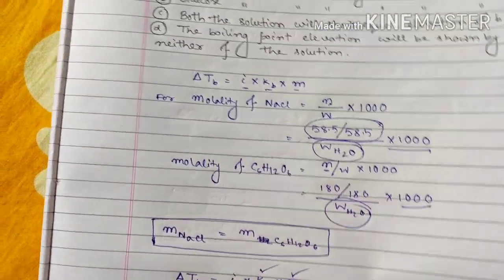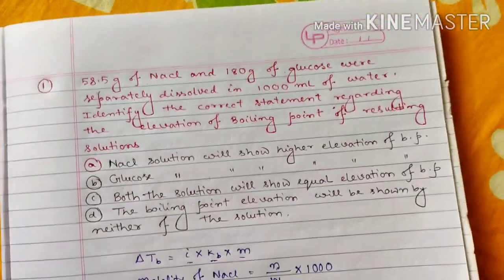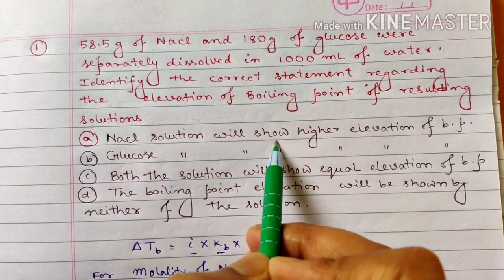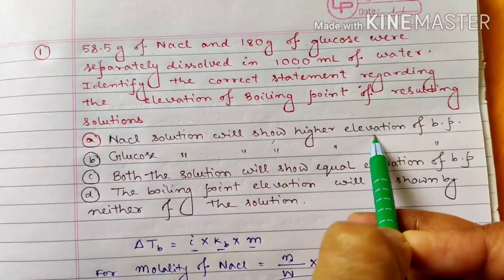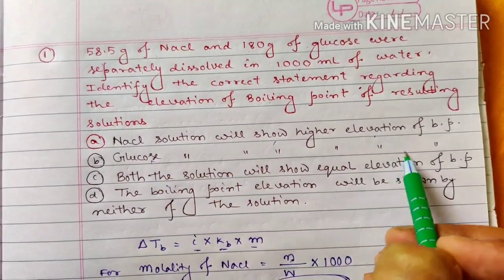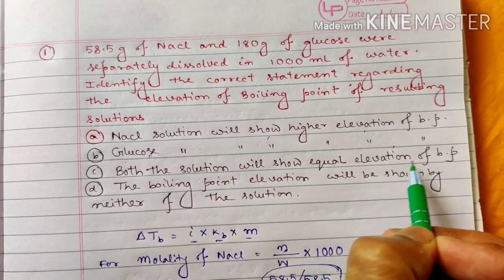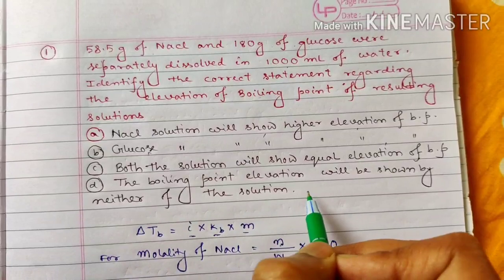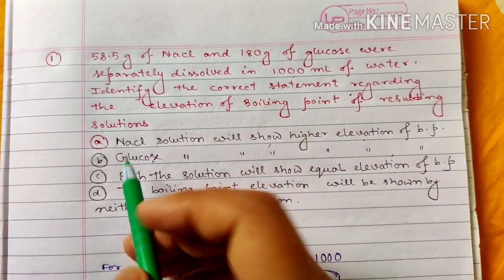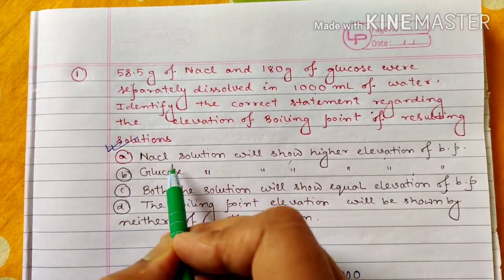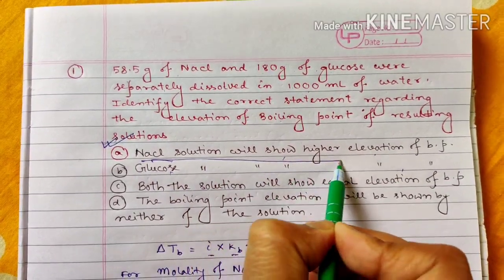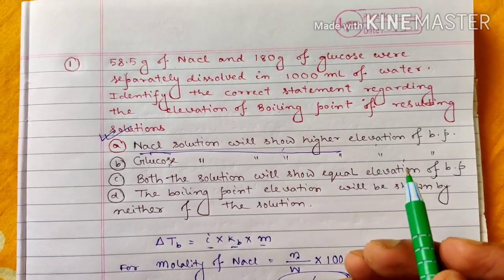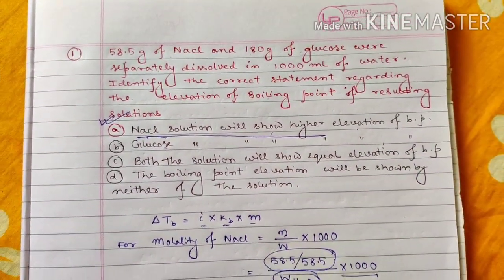Now let us see the options. NaCl solution will show higher elevation of boiling point. Glucose solution will show higher elevation of boiling point. Both solutions will show equal elevation. And boiling point elevation will be shown by neither of the solutions. So of course from here you can see option A will be the correct one, because the NaCl solution will show higher elevation of boiling point because of this higher value of i.